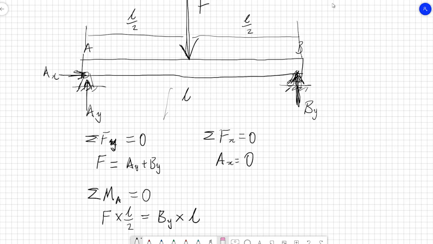Of course, because F is acting right through the middle of the beam, we can easily just say AY and BY will be equal to each other. You just have half F on each end. So this is pretty simple, and then everything else cancels out.